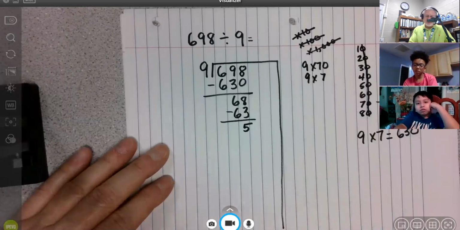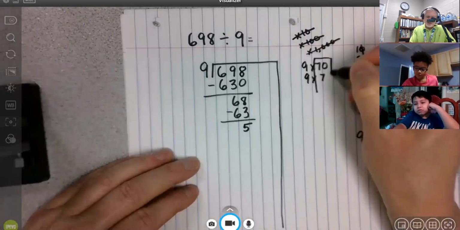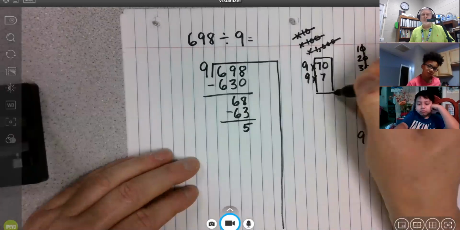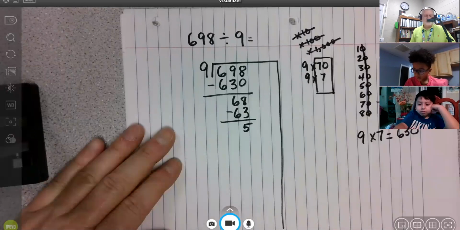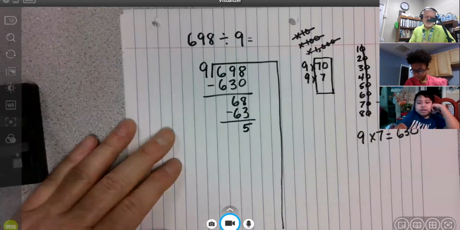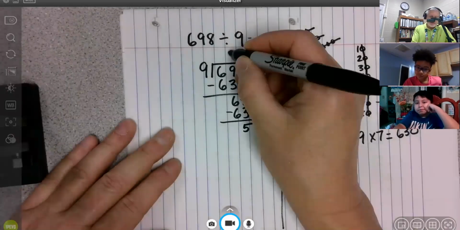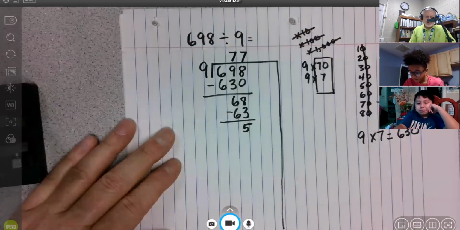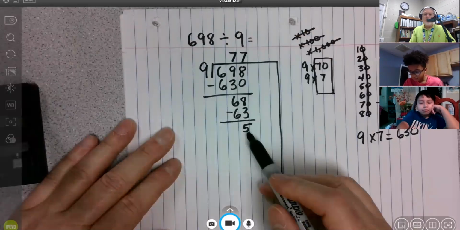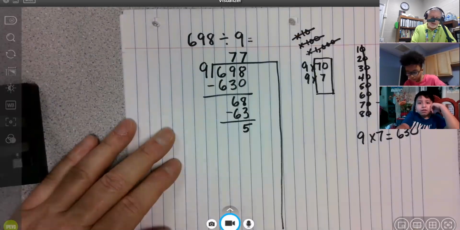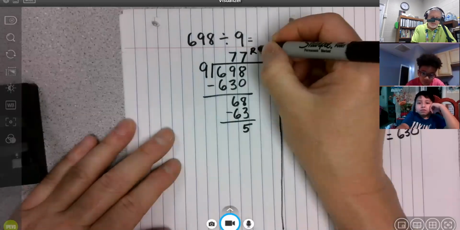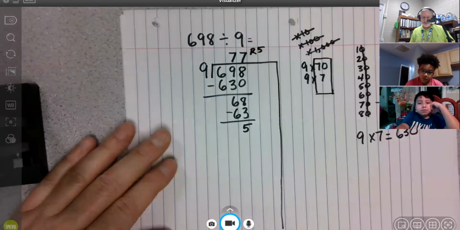No. All right, so I'm going to put my answers here in a rectangle. And I have 70 plus 7 equals what? 77. 77 goes on top. All right, and what do we call the number 5? A remainder, okay? And we have a remainder of 5.